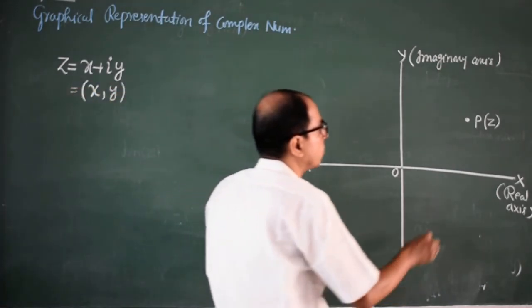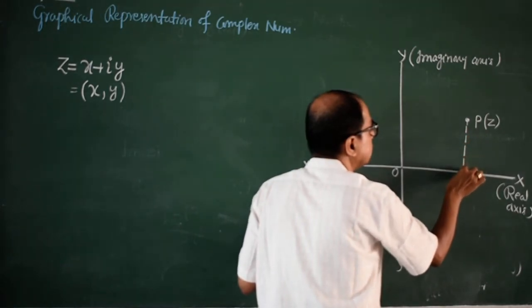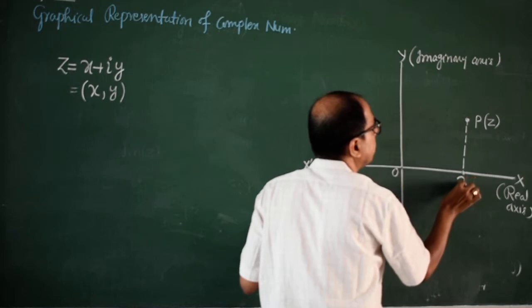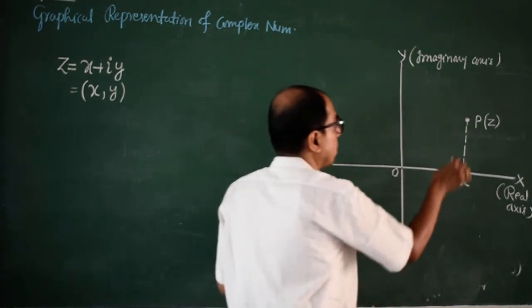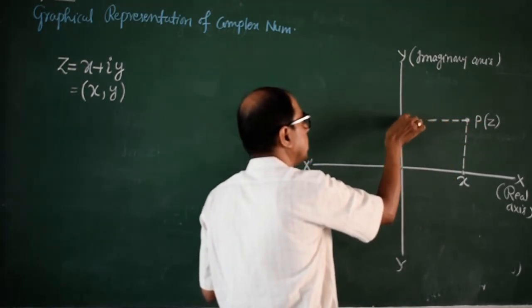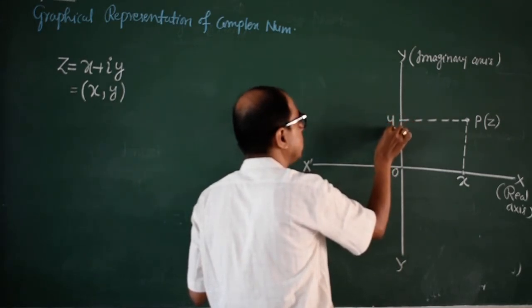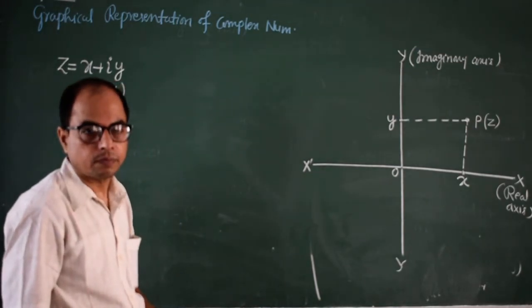Clear? Now from point P, draw a perpendicular on the real axis. So this foot of the perpendicular will represent the real part of the complex number z. Now from point P, draw a perpendicular on the y-axis. So this foot of the perpendicular will represent the imaginary part of the complex number z. Clear?